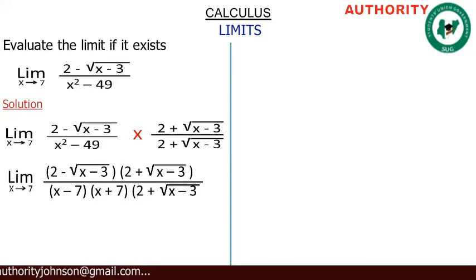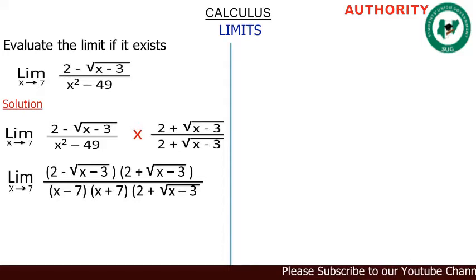Since this is a difference of two squares, we are going to have x minus 7 in bracket, x plus 7. So please perform this operation, x minus 7 times x plus 7. Let's see what it's going to give you. It will give you x squared minus 49. Now let's go, 2 plus square root of x minus 3.